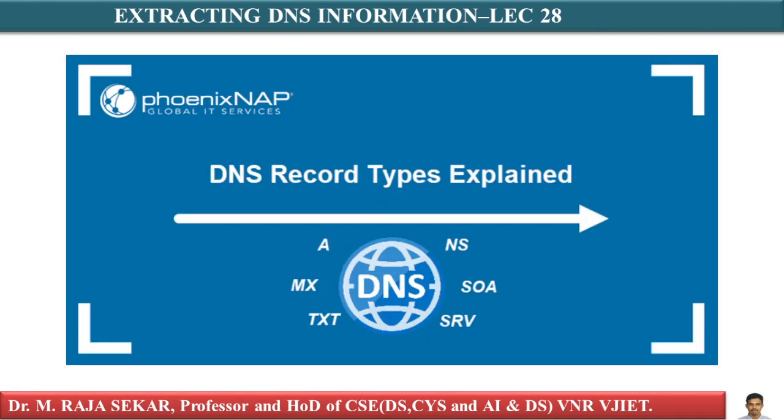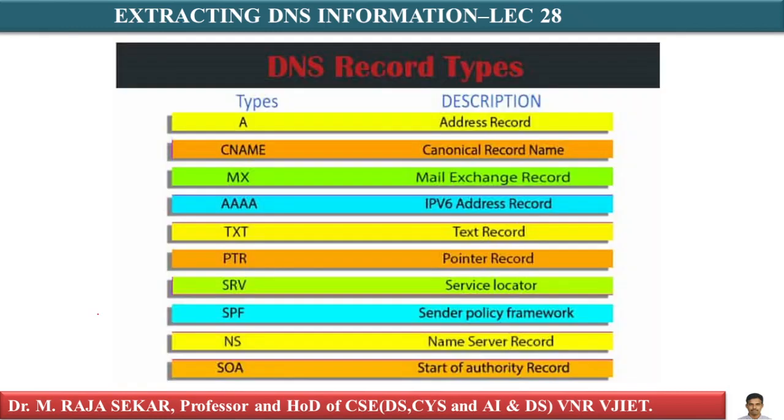There is something called DNS record types. What are these DNS record types? There are so many record types: A record, CNAME record, MX record, AAAA record, TXT record, PTR record, SPF record, NS and SOA records. Each has its own significance. For example, A means what? A means address record. These are very important in the context of DNS.